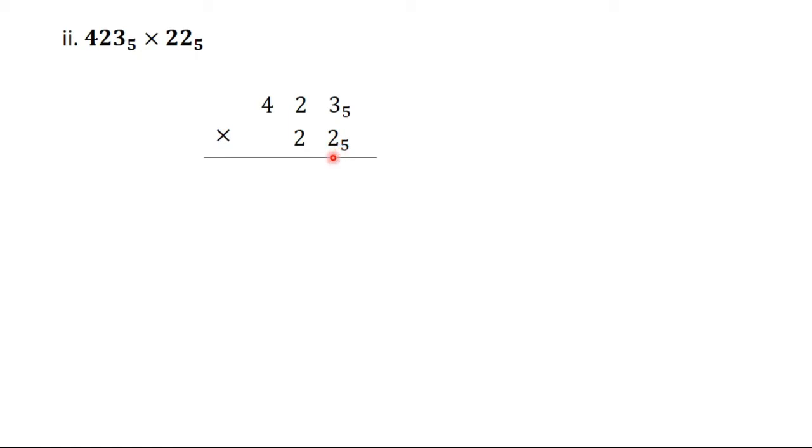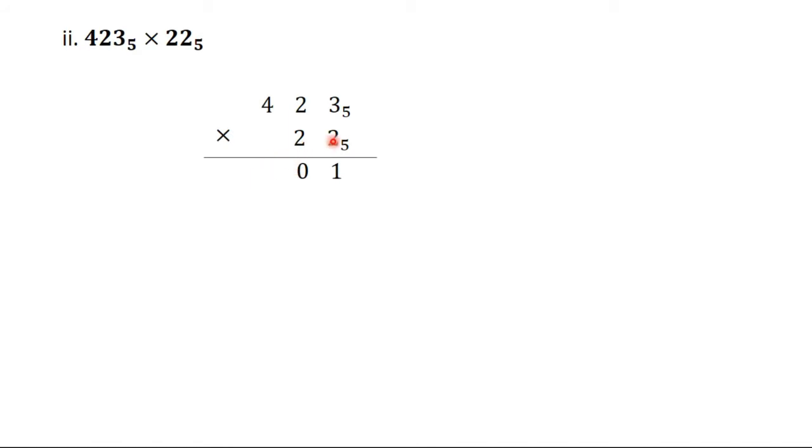6 in base 5 is 1 remainder 1. So you write 1, then you carry the 1 forward to the side. Now remember that we are doing multiplication, so you don't straight away add the 1 to this. You first multiply 2 by 2, that will give us 4. We already have a remainder 1, so you add that 1 to it. If you add that 1 to it, you are going to get 5. Now 5 in base 5 is 1 remainder 0. So you write 0, then you carry the 1 forward.